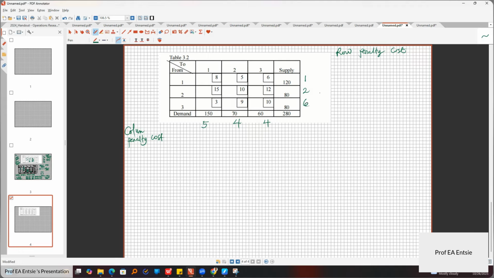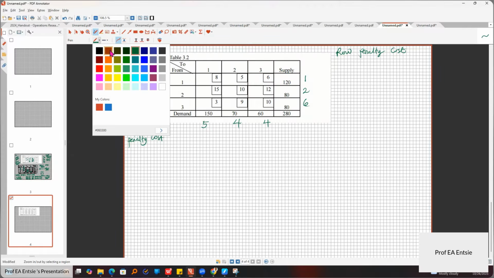So now that you have found the column penalty costs and the row penalty costs, you find the highest penalty cost. Let me use another color.